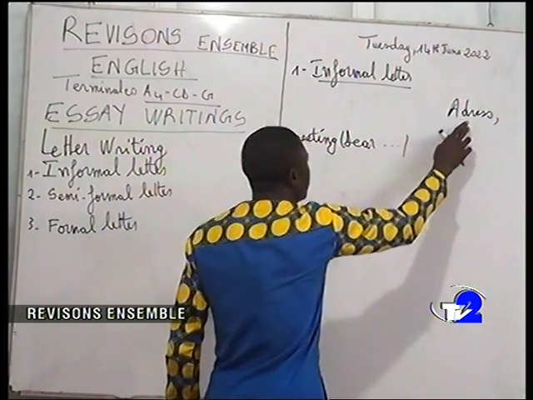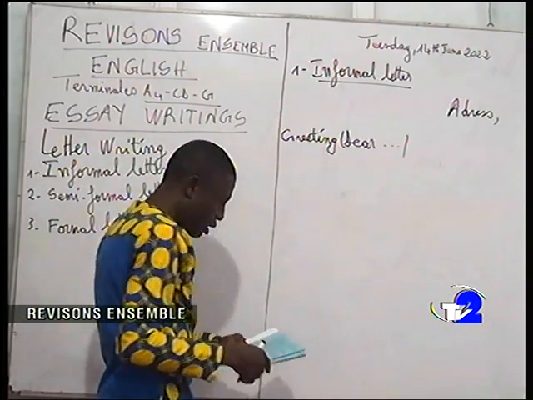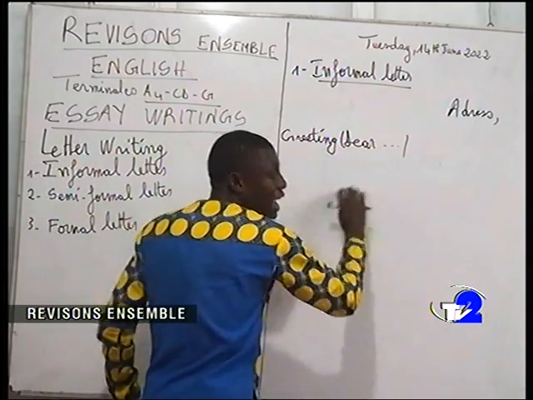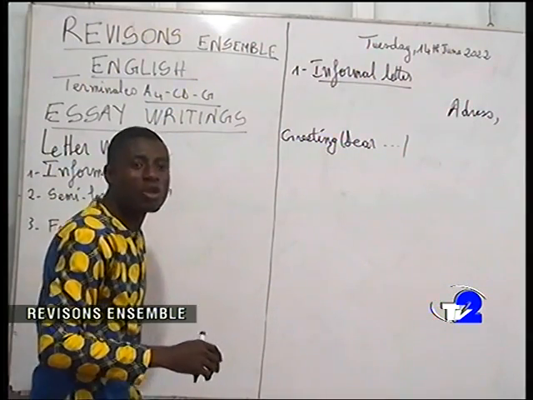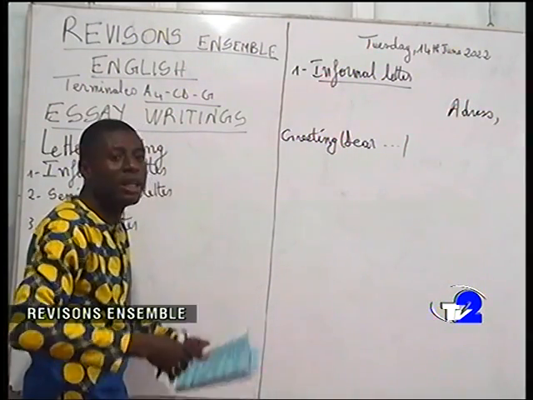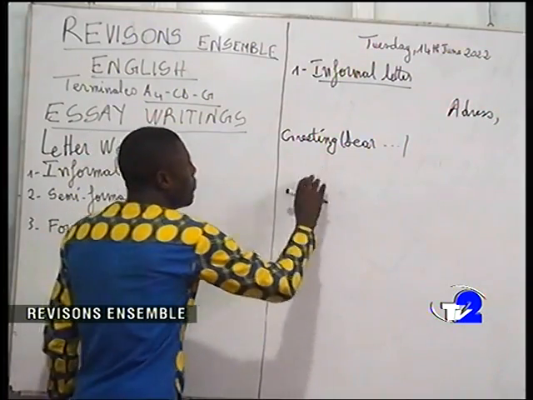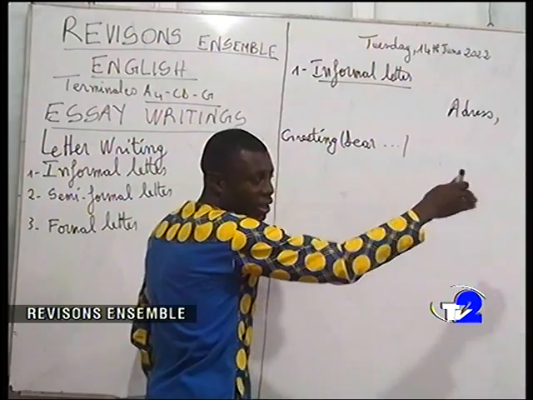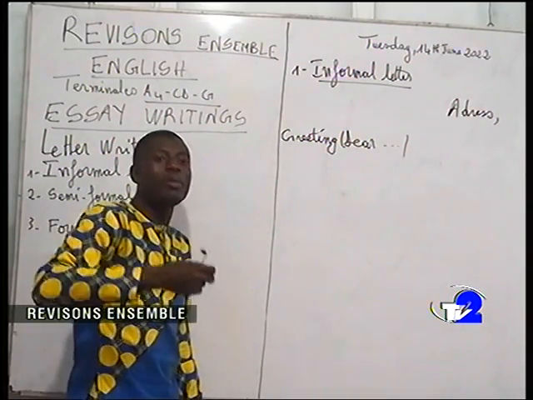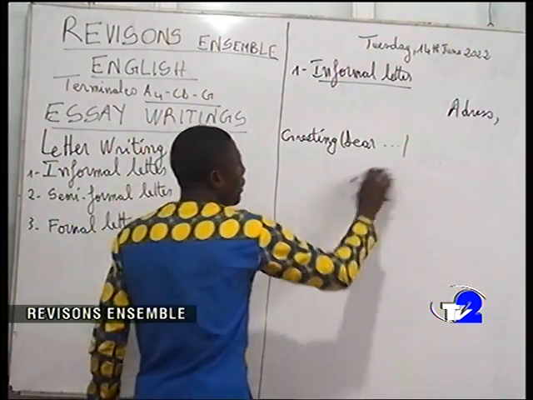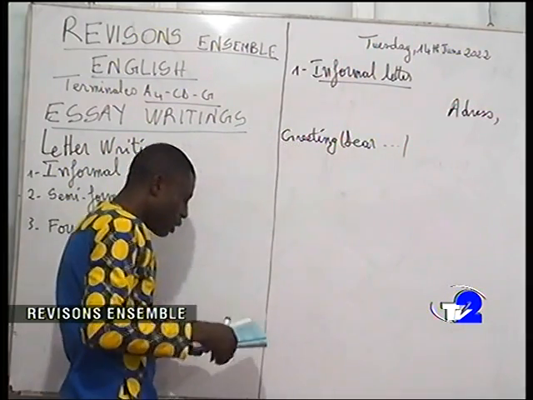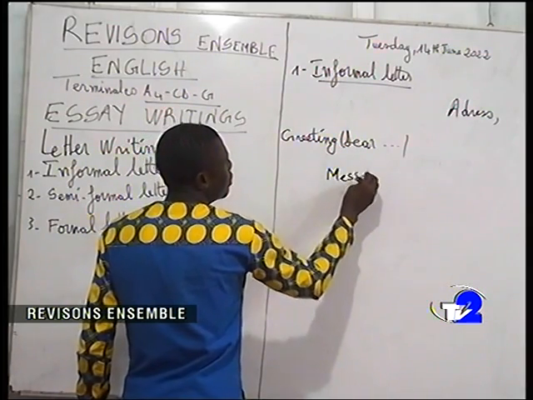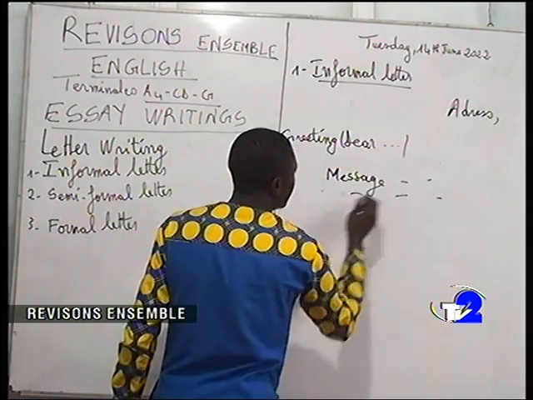After your address, you write the greeting. Now, after the greeting, you are going to write the body. That's what is inside. What is the purpose of the letter? What are you writing the letter for? So you write the message. There you say, I write this letter to. Do you understand? The objectives of the letter, you write them here. And after that, you write the message.